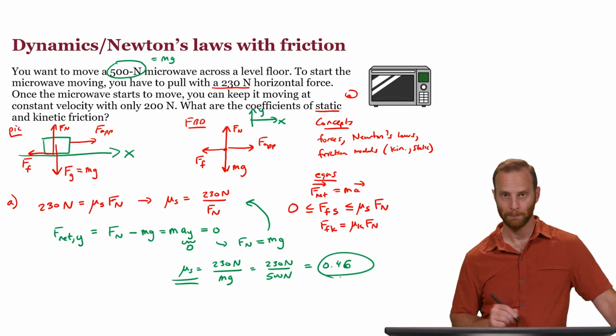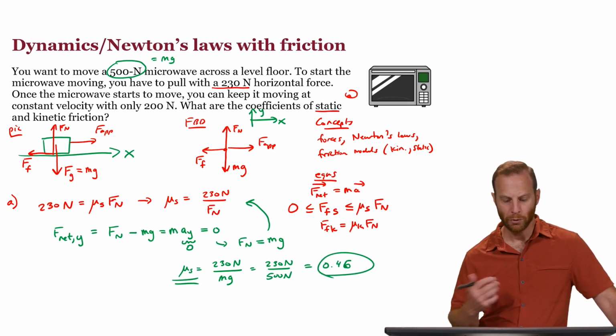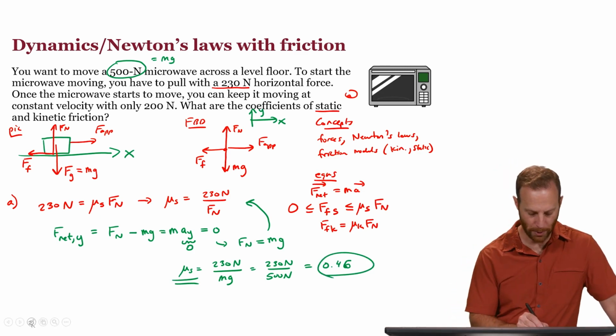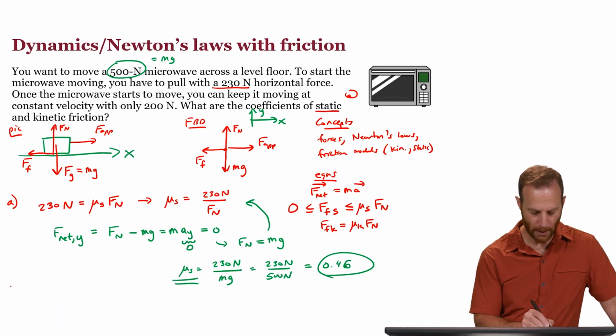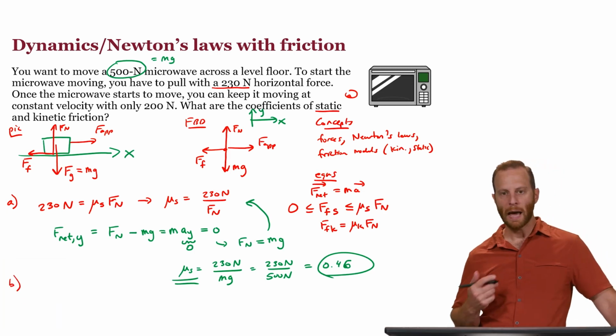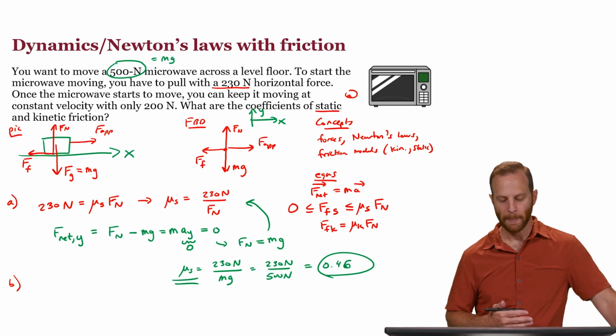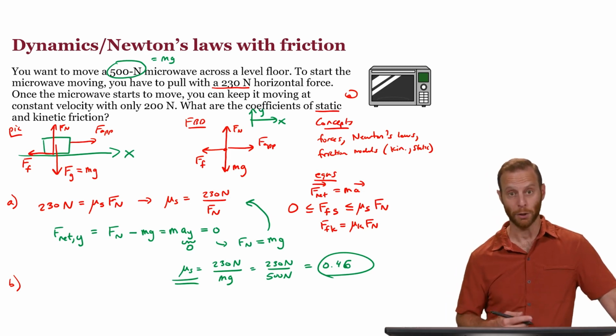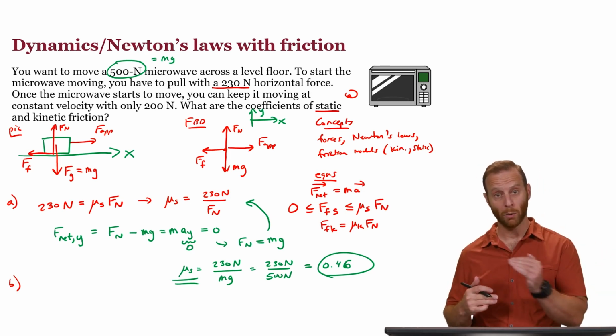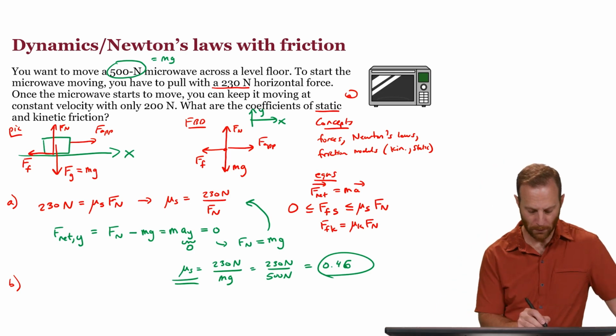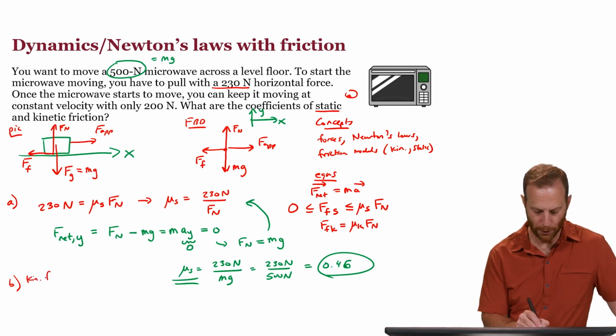So there you go. To do the second part, which we could call part B, in this case, now that the object is moving, we are going to be using kinetic friction. It's sliding. The microwave is sliding on the floor. So kinetic friction.